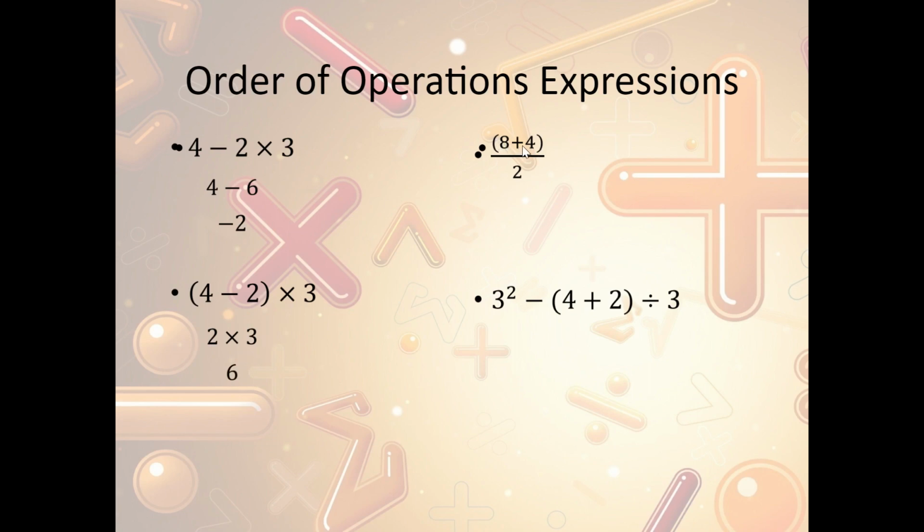Now we have 8 plus 4 over 2. Well, we have parentheses, so we're going to go ahead and add those together first. So we get 8 plus 4 is 12 divided by 2. 12 divided by 2 is 6. So that would be our answer for that one.